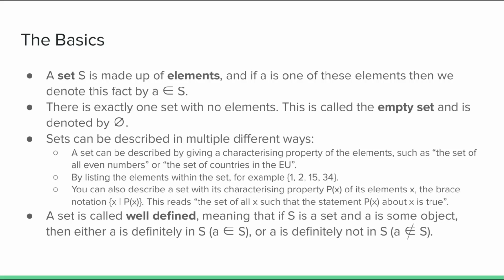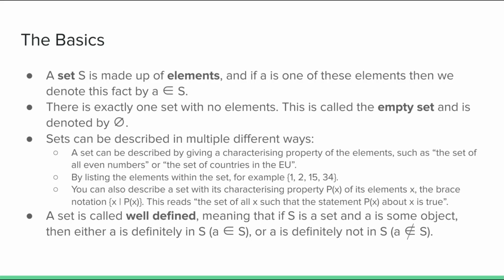If we have a set with no elements in it, then we call this the empty set. It's denoted by this circle with a line through it. Every single empty set is actually equivalent to each other, no matter if you have numbers or letters or anything. If it's empty, then they're equivalent to each other.